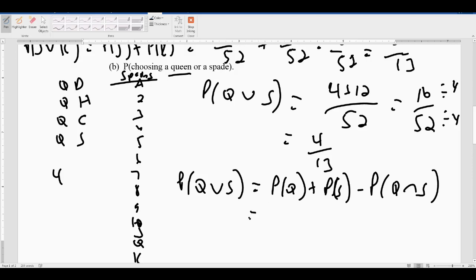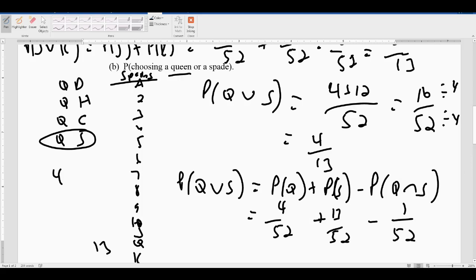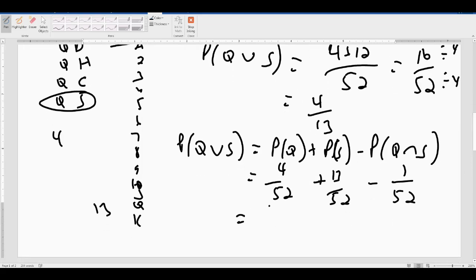So what's the probability of a queen? Well, there's 4 out of a possible 52 cards. How many spades are there? Well, there's 13 total out of a possible 52. Well, how many queen of spades are there? Well, there's just the 1. So subtract it off. So when you do that, you have 4 plus 13 is 17, and 17 minus 1 is 16 over 52, which still reduces down to 4 over 13.